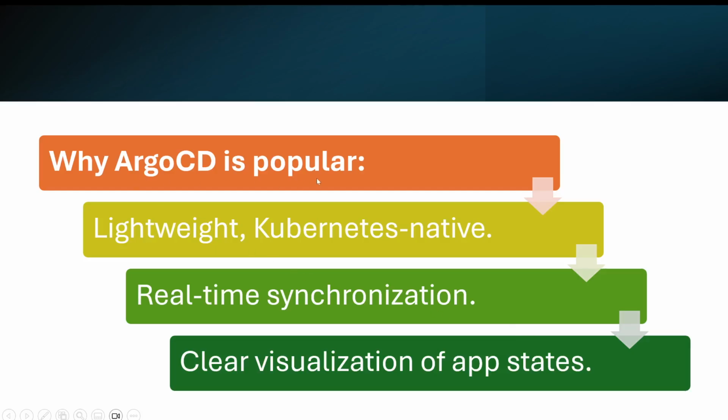And why is Argo CD popular? It is very lightweight, and it is Kubernetes native. So nowadays everything is related to microservices and Kubernetes, right? So it will be very useful. And real-time synchronization: in case some changes are happening, it will automatically sync. And there is clear visualization of app states, so we can see whether the application is running or failed, or whether it is in sync or out of sync. Everything will be clearly visible, so we will be able to identify the issue and fix it.